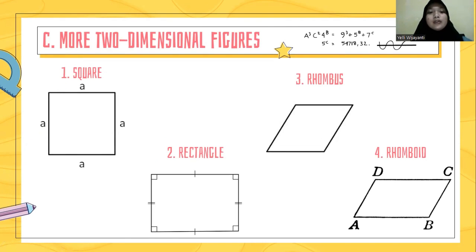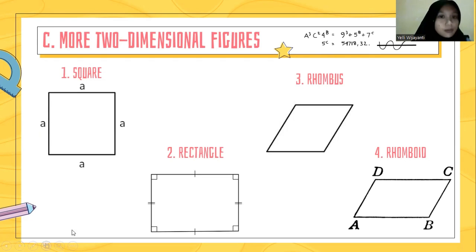And more two-dimensional figures. The first one is square. Square is a two-dimensional shape with four equal sides and four vertices, like this one. All have the same length. And then the second one is rectangle. A rectangle is similar to a square, but the vertical and horizontal sides have different lengths, as you can see in the picture.